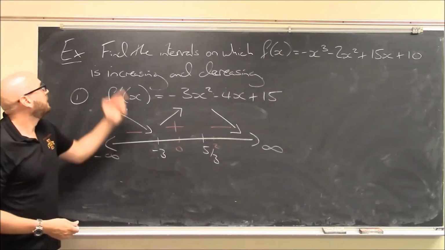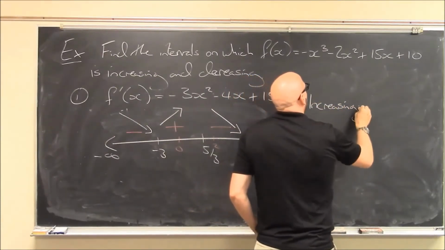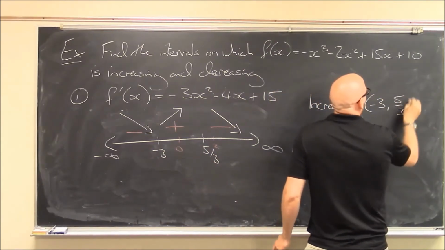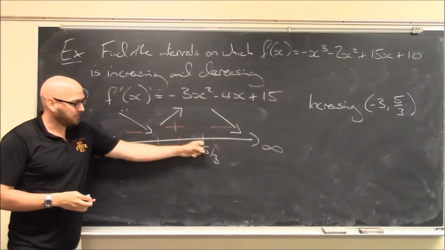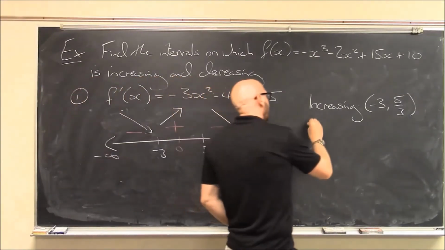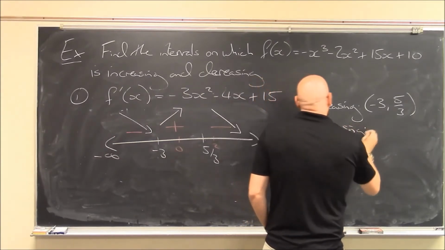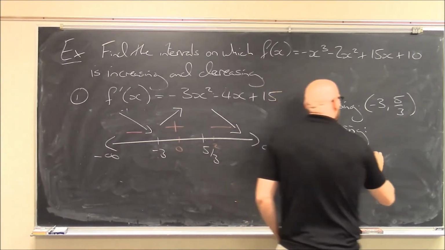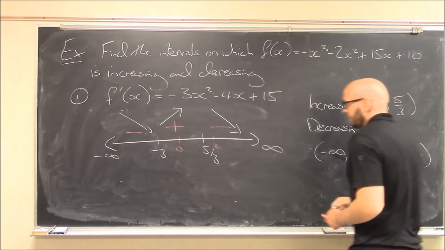So now I've answered the question. Where is this function increasing or decreasing? It's increasing on minus 3 to positive 5/3. Round brackets, right? I'm not going to include the endpoints because at both of these points the derivative is actually 0, so the function is sort of instantaneously flat. It's instantaneously constant. And it's decreasing everywhere else, from minus infinity to minus 3 and 5/3 to infinity.